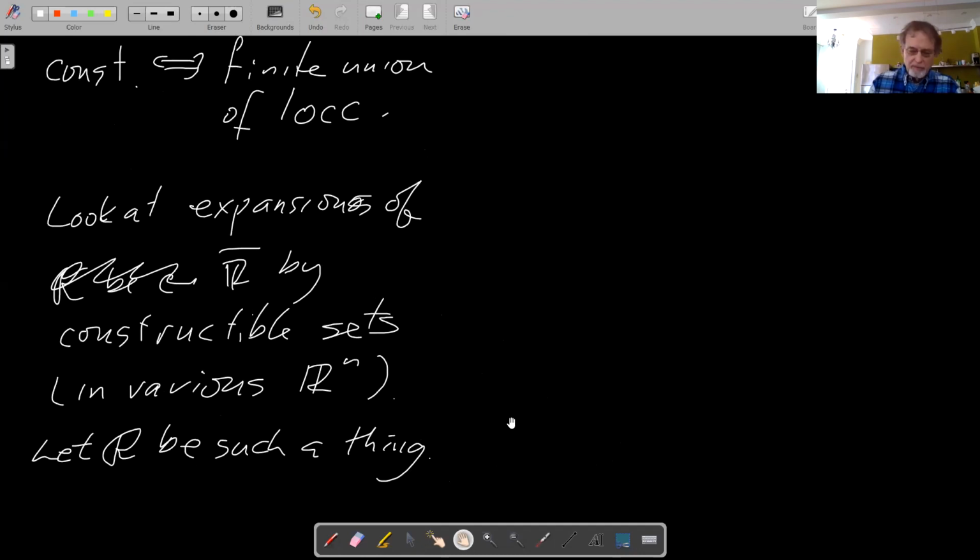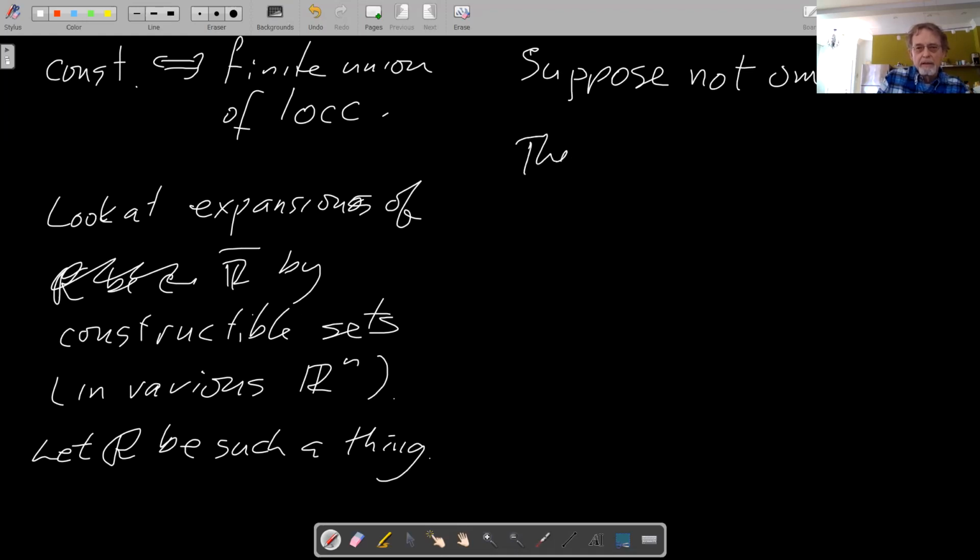And this is the statement, the easiest way for me to put it. Let's also suppose that R is not o-minimal. Then it defines what I'm going to call a sloppy sine function.